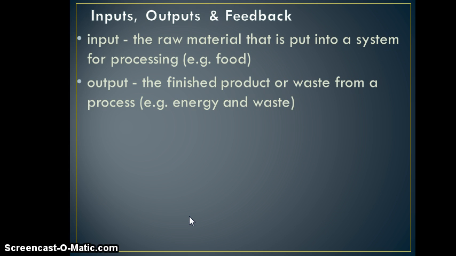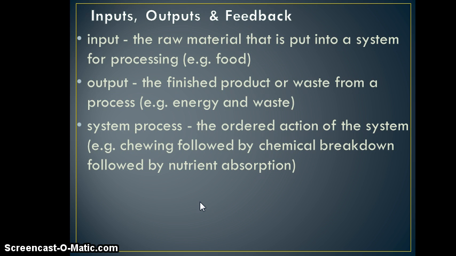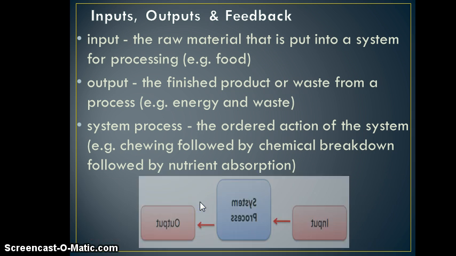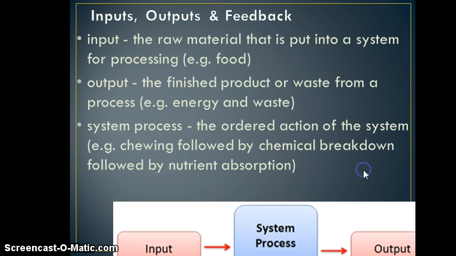When we're talking about eating, we're going to get nutrients, we're going to get energy from the food that we eat. We're also going to get some waste afterwards. What we can't break down inside of our bodies then becomes waste. The system process is the order of actions of the system: chewing, followed by the chemical breakdown, followed by the nutrient absorption. So that's going to be the process, and we can break this down with a little diagram here showing we have the input, we have the system process, and then we have the output.